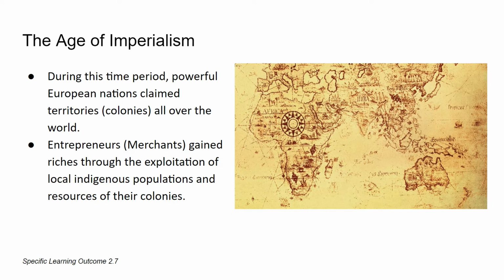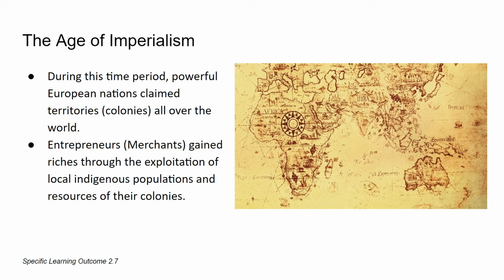Okay, so during this time period, the Age of Imperialism is a specific time period where you saw a lot of exploration, a lot of exploring distant lands, all trying to figure out what kind of resources are around the world and how do we ship them back. So, a lot of powerful European nations claimed territories all over the world.